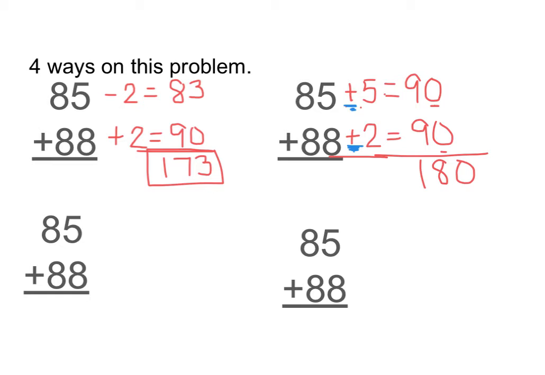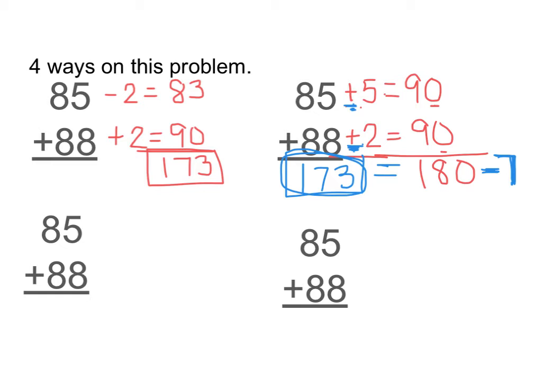So now I need to subtract both of those. Now I'm adjusting. So I added a 5 and a 2. Now I need to subtract that 7. Well, 180 minus 7 is the partner, which is 173. Let's try the next one.